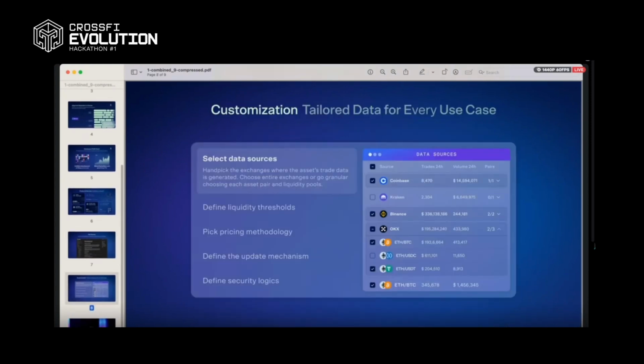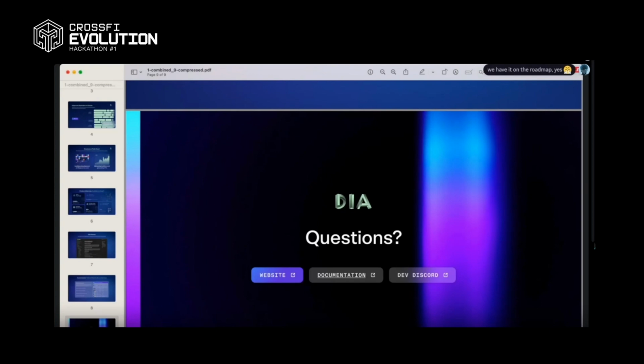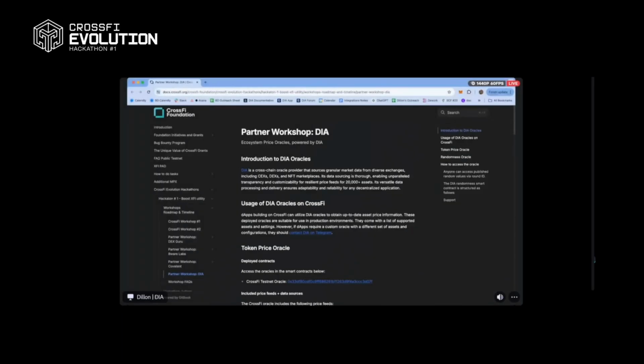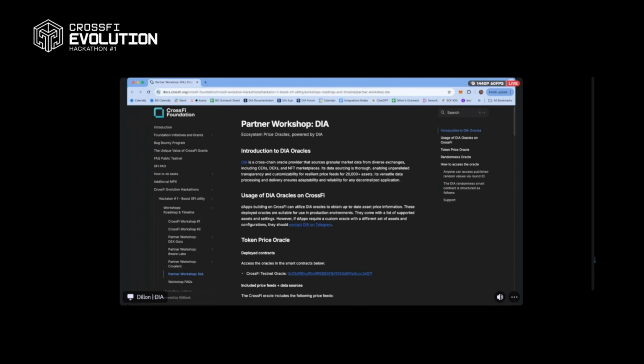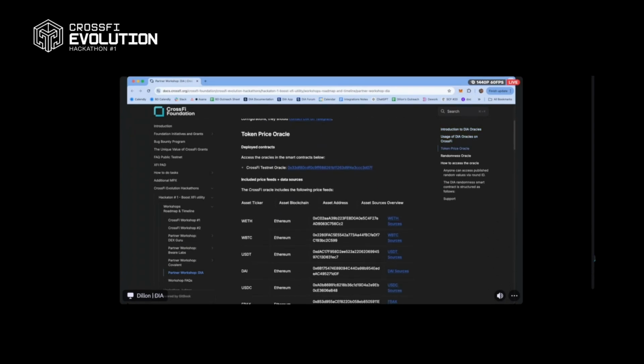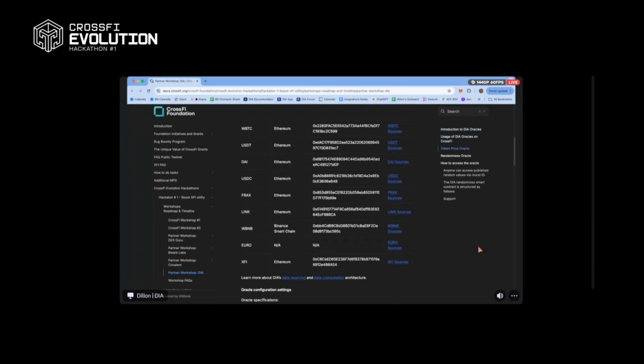This is the docs. We'll jump into there in a sec, seeing if there's anything else I missed. Yeah, I already referenced the customization that you guys can select. So let me share my screen, pull up the partner workshop page, which I think Haley already referenced. This is the Dia section of CrossFi's docs, right?